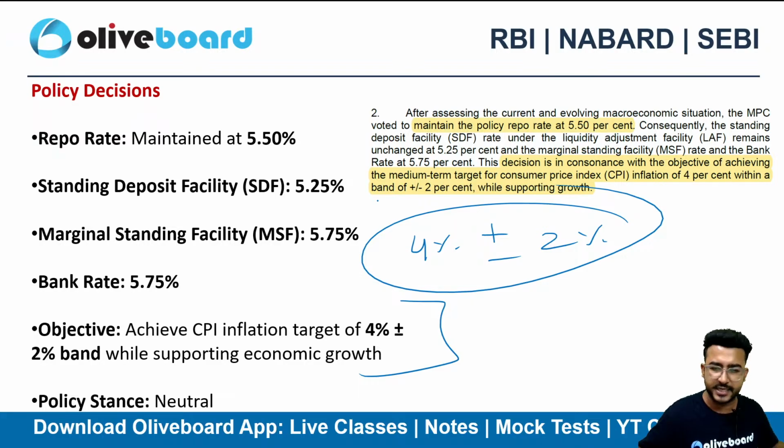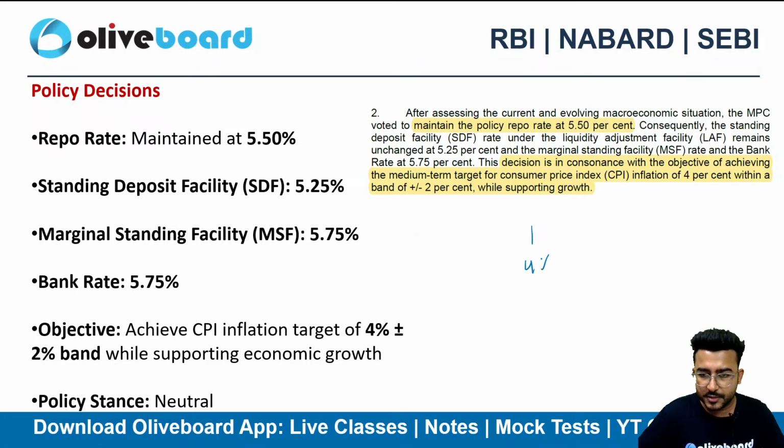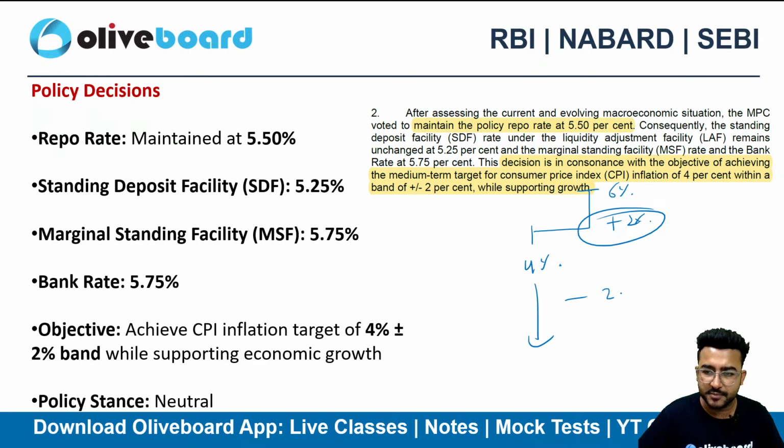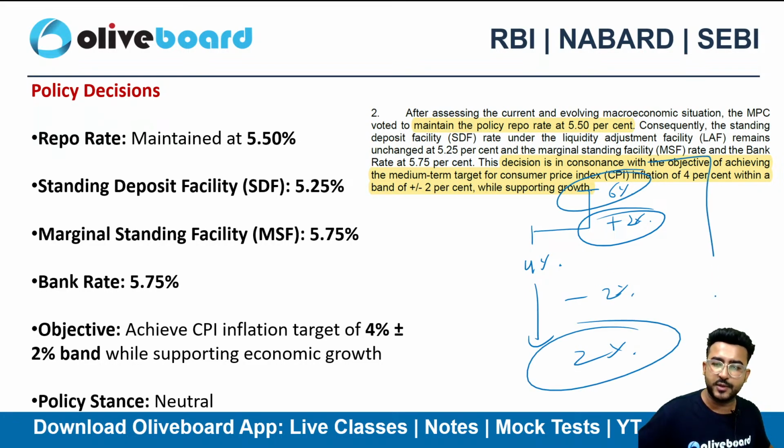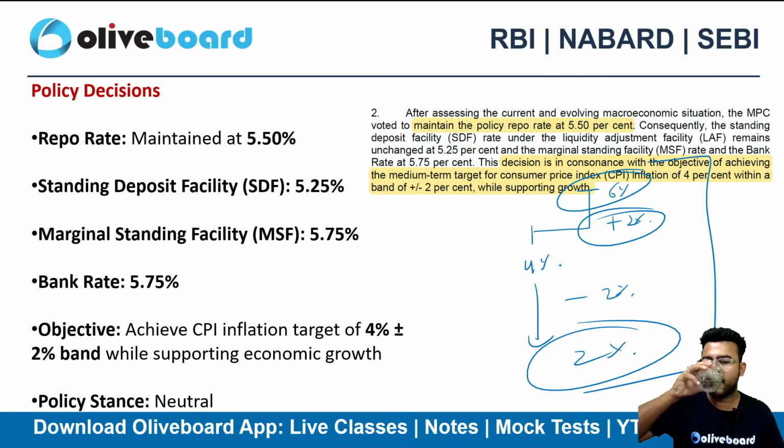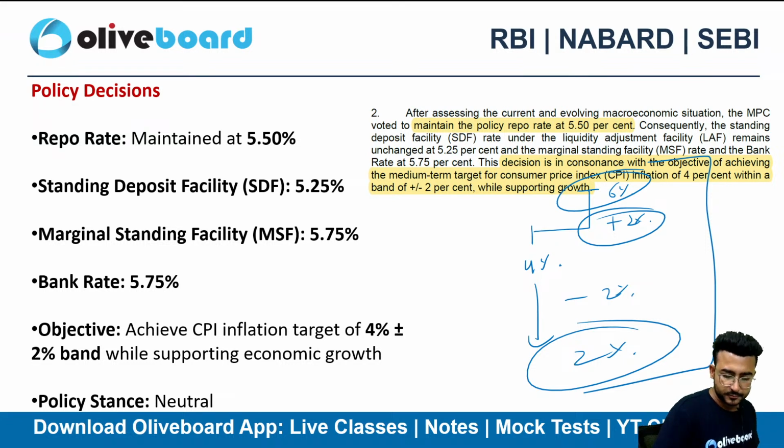We cannot be rigid, right? So 4% is rigidity. So we need to be always flexible, that it can go above 4% up to 6%, plus 2%, right? 4% plus 2%, 6%, 4% minus 2%, 2%. So the inflation range will be 6% to 2% basically. That's what the inflation targeting framework is all about.